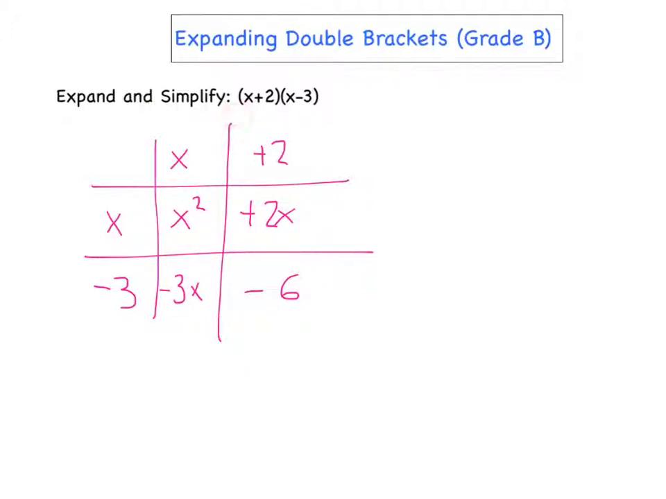Now I need to simplify, so again, take all my terms outside of the grid: x squared plus 2x, subtract 3x, subtract 6. Hopefully you'll be able to see that 2x take away 3x is going to be negative 1x. I'll just write that as negative x. So my final answer is x squared, negative x, negative 6.